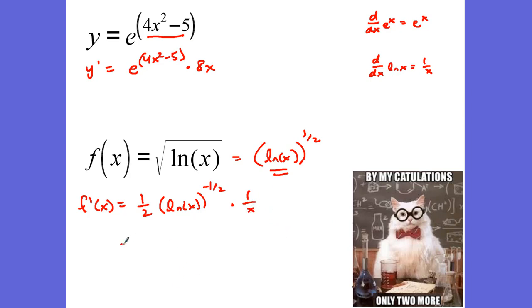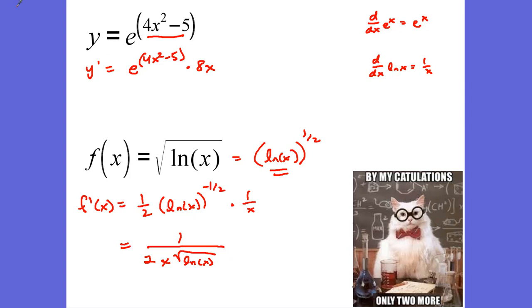And now I can clean this up a little bit, right? Who do I have on my denominator? I have a 2 on my denominator. I have natural log to the negative 1/2 power. That's the square root of natural log of x, isn't it? I have another x on my denominator, and I just have a 1 on my numerator. So it's going to be 1 over 2x square root natural log of x.